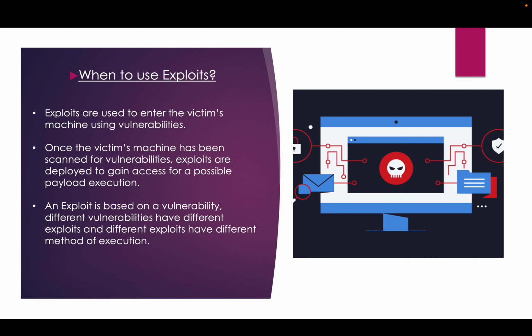So an exploit basically transports our payload, and once the payload is transported, we execute it, and then we will have more access to the machine than we just had by exploiting it in the first place. A payload basically gives us 10 times more access to that machine, depending on the payload. Exploits are based on vulnerabilities, so different vulnerabilities are going to have different exploits, and different exploits are going to have a different method of execution or transportation.